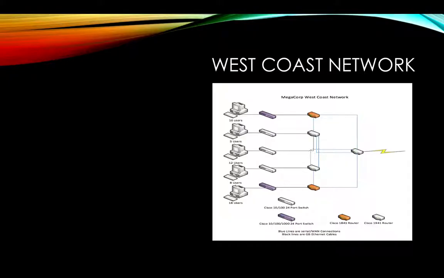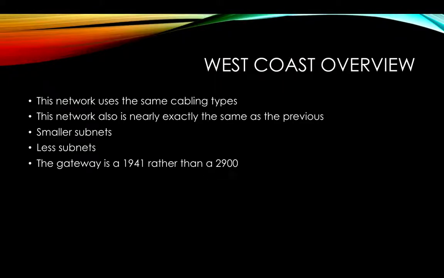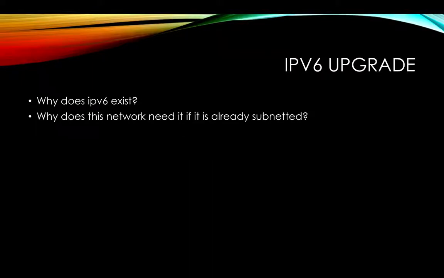Now, I'm going to get into the West Coast network. I will spend a little less time on this simply because it's virtually the same network. It follows all the same concepts, and it has all the same hardware. It's just a little bit smaller. It uses the same cabling types. The only main difference being that there are smaller subnets and fewer of them. Also, the gateway router is a 1941 rather than a 2900, so it's a little cheaper in that sense.